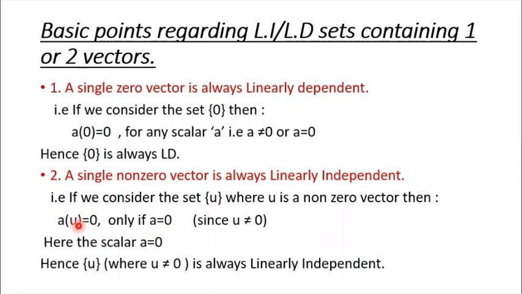If a is non-zero, this is not true. What do you mean by that? This vector equation has only the zero solution, no other solution. That means a set containing u, a singleton vector, where u is a non-zero vector, is always linearly independent.